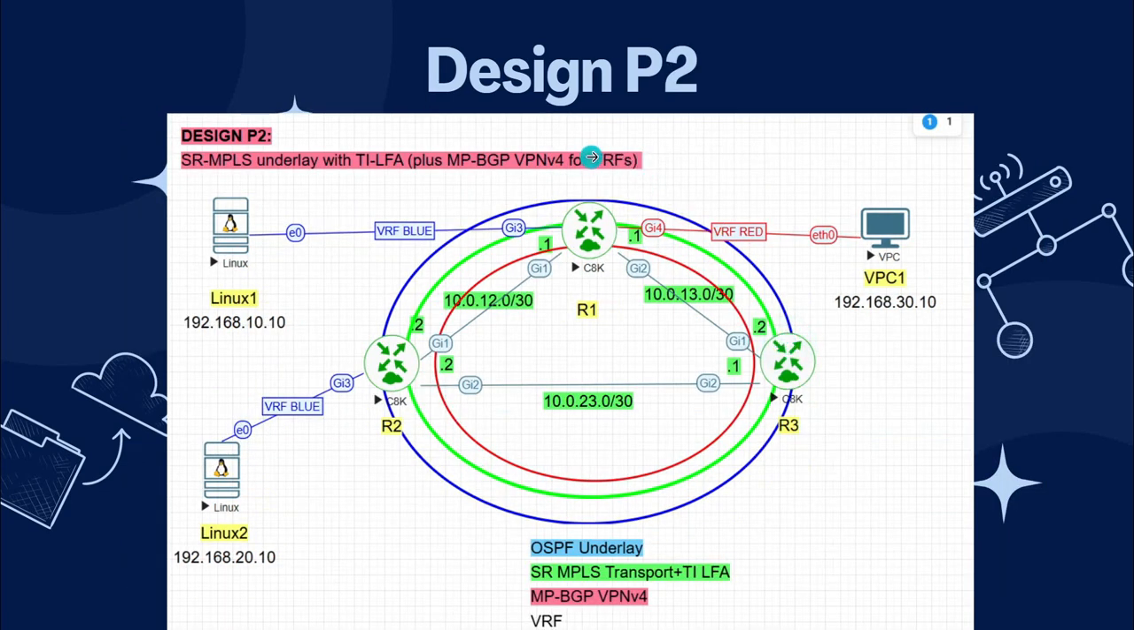And design P2 is similar to design P1, but the difference is that it uses segment routing MPLS. This is another MPLS feature, which uses segment IDs instead of label distribution LDP. In this design we also have the TI-LFA feature, which can calculate all the alternate paths before failures happen. So if there is a failure, it has a faster convergence time.